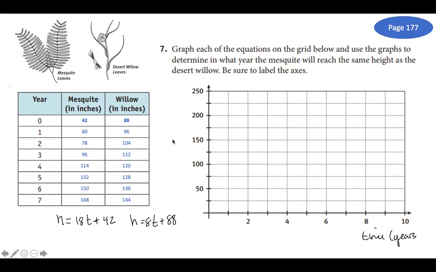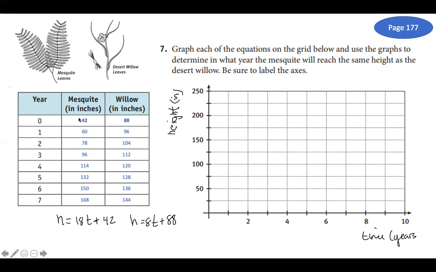And for our vertical, our y, this is going to be height in inches. All right, sloppy, but okay. So now we're going to graph our points and draw some lines. We're going to have one line for each one of these. I highly recommend using different colors. I think I'm going to stick with yellow. We'll go extra thick so we can see it.